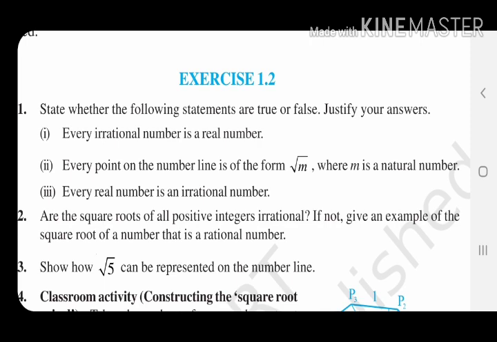Next is the classroom activity. It is not to be done here. We will discuss it when the school reopens. It is a type of activity. We will do something with the help of pen and paper. It will be like Activity 1.